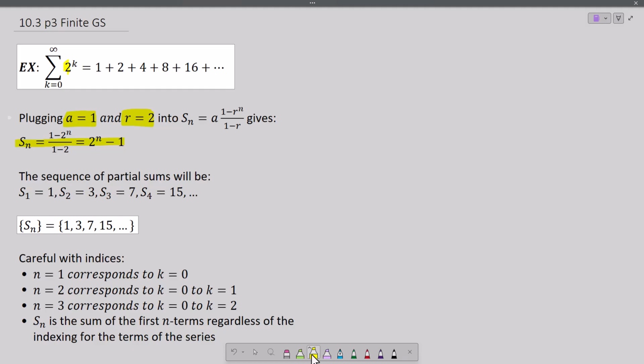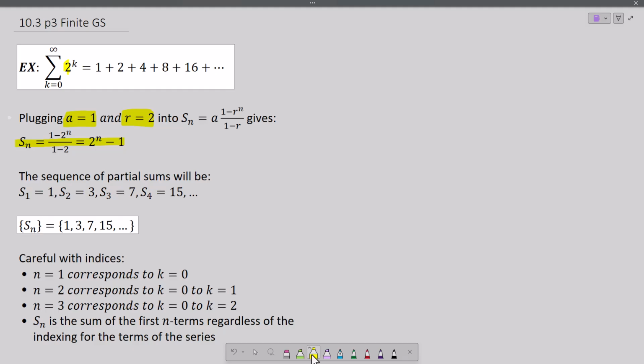90% of the time, you cannot get a formula for S of n. If you can get a formula for S of n, it's easy, because then you just take the limit. And we know how to take limits. But 90% of the time, we can't get an S of n, which is why we're going to have to learn all those convergence tests later on.